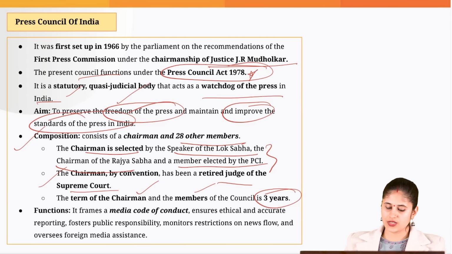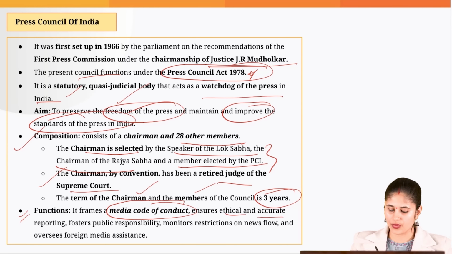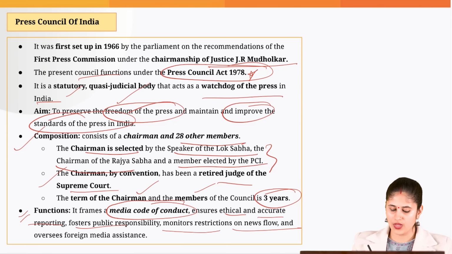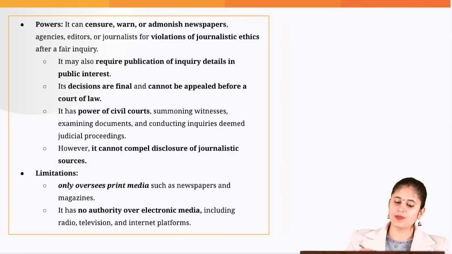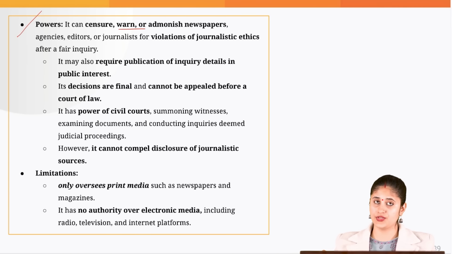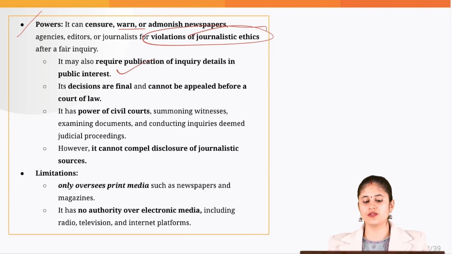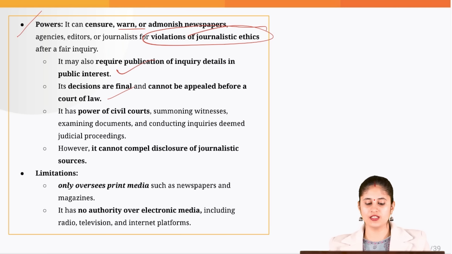When it comes to its function, it has to frame a media code of conduct, ensuring ethical and accurate reporting, fostering public responsibility, monitoring restriction on news flow, and overseeing foreign media assistance. When you talk about its power, it can censure and warn newspapers, agencies, and journalists for violation of journalistic ethics, after a fair inquiry. It may also require publication of inquiry details in public interest. The decision given by this body is final and cannot be appealed before a court of law.